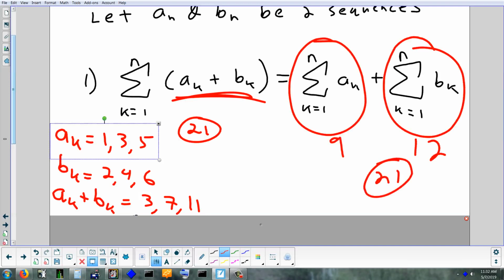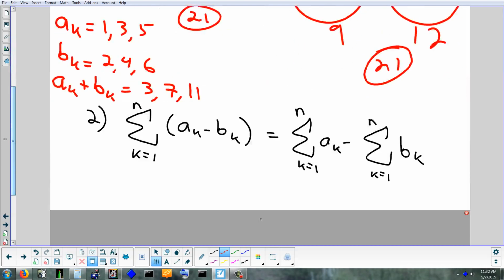21. So it's just showing you that if you want to add 2 sequences together, you can do it either way. Why is that important? Because on the right, they're 2 separate summations. And on the left, you've combined it into one. That's the goal here, combining multiple summations into one. You can do exactly the same idea with subtraction. I'm not going to show you with numbers, but you could do it.